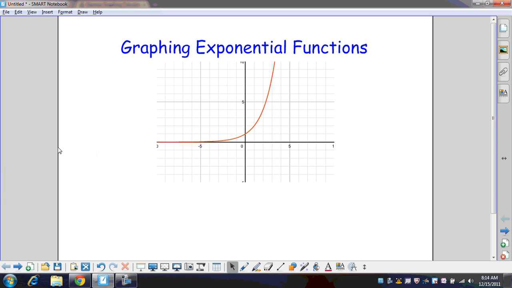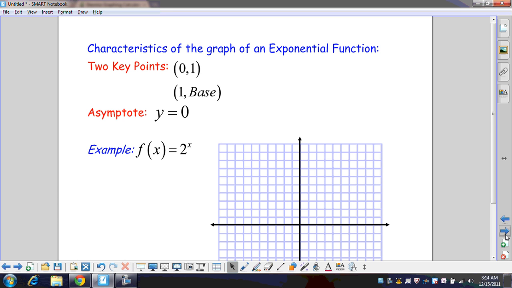Okay, what we're going to take a look at in this tutorial is how to graph an exponential function. And let's start by talking about the characteristics of the graph of any exponential function. I put three things here. We have two key points, the key point 0, 1, and then 1 and the base, and then the asymptote is always going to be y equals 0.